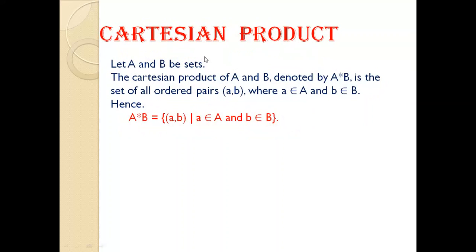Now we see the Cartesian product. So basically, what is a Cartesian product? It is the product between two sets. For example, there are two sets A and B, and their Cartesian product is denoted by A multiplied by B.